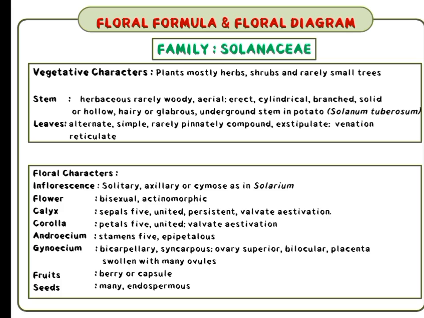That is why it is bilocular, and the placenta is axile with many ovules. We can see axile placenta containing many ovules. And the fruit type is called berry or capsule. At the time of teaching fruit, I already told you that there are many different types of fruits. Examples are berry and capsule. So one of the examples is Solanaceae. It will show berry and capsule. Then seeds. Many seeds will be produced and they are endospermous seeds.